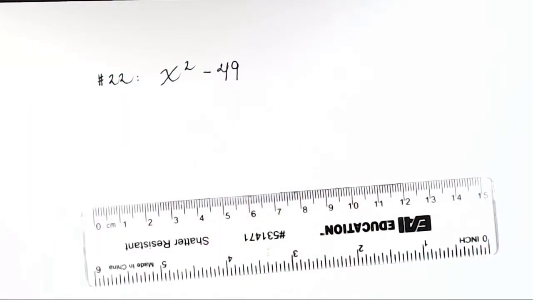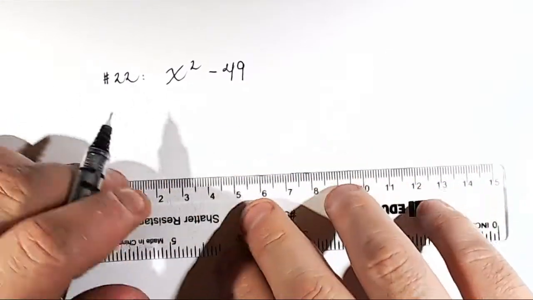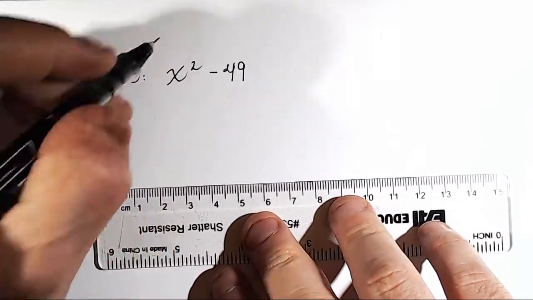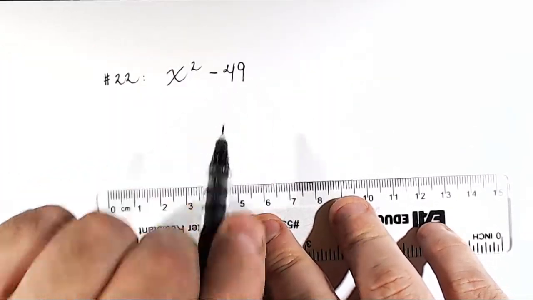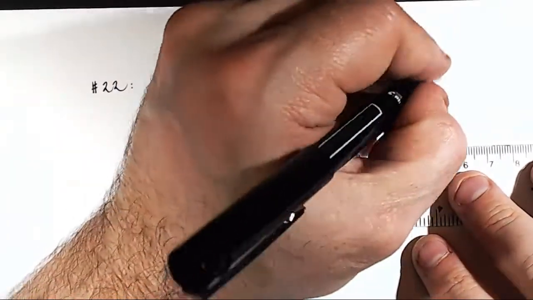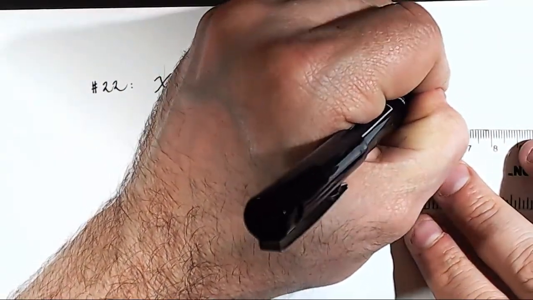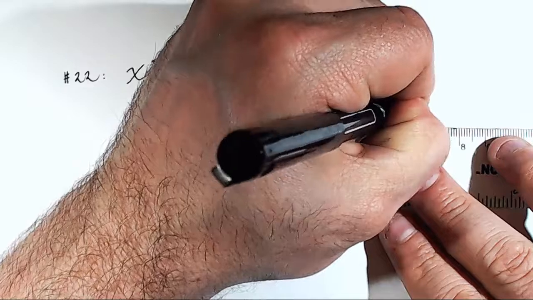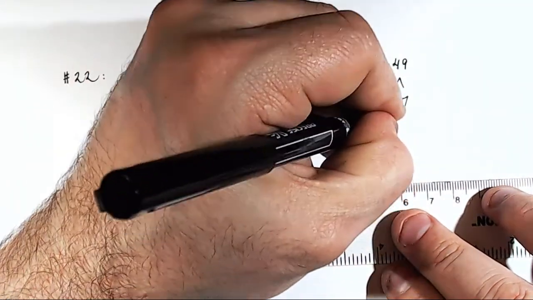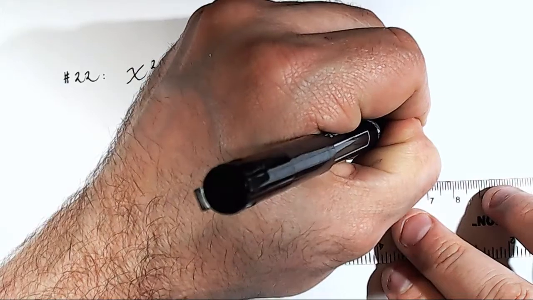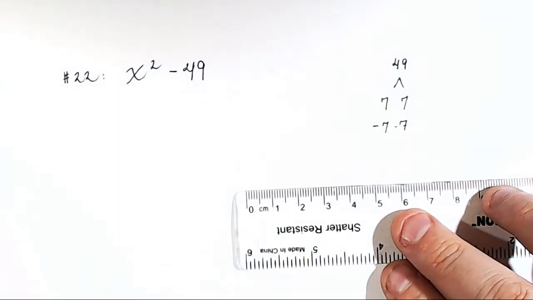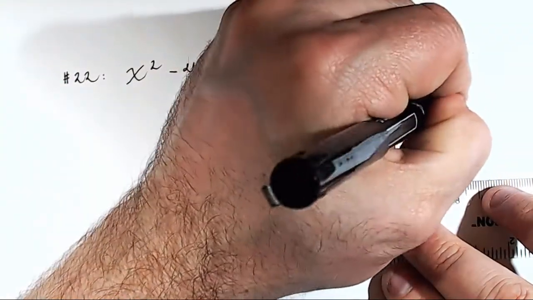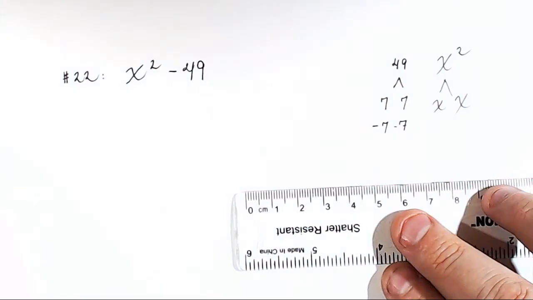Okay, factor this. Well, it says it's the difference of two squares. Well, what squares are those? Well, it's the difference of x times x and 7 times 7, right? Because 49 is 7 times 7, or, it's important, negative 7 times negative 7. And x squared is x times x.